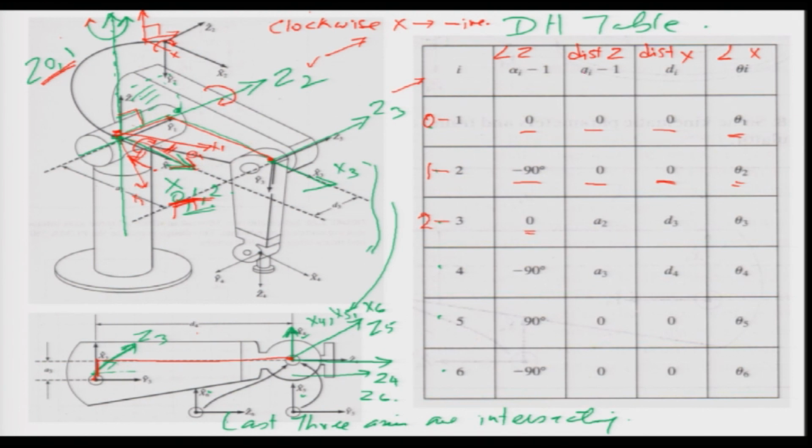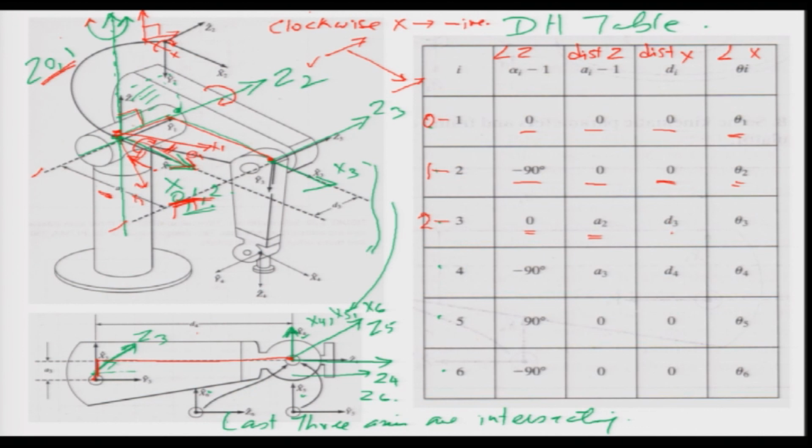Now, if you look at the distance between the z axes, there is a distance between the z's now. This is my distance between the z's, and it is given by A2. So A2 is marked somewhere here. It has got a little clumsy, but the distance between this axis and this axis is given here as A2, and that is the distance between the z's.